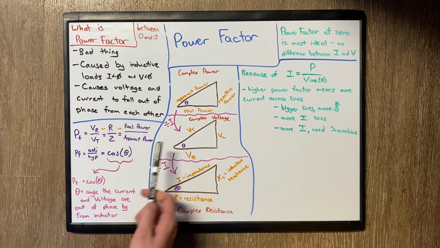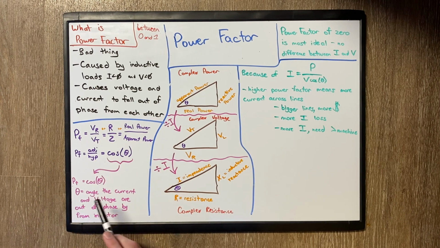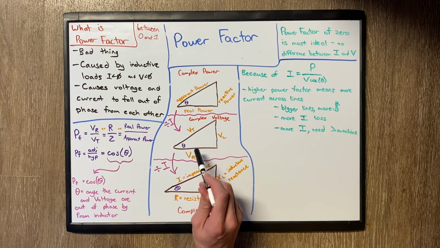So big ideas out of this is that this angle is the phase difference between your current and voltage. Power factor is the cosine of that angle, and you use the total over the resistance.